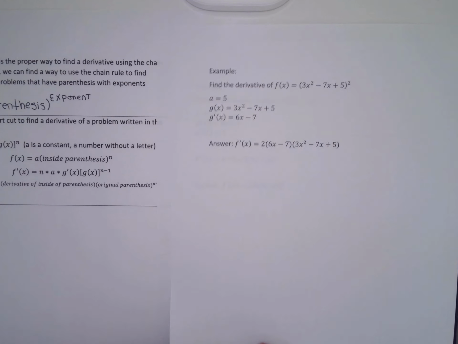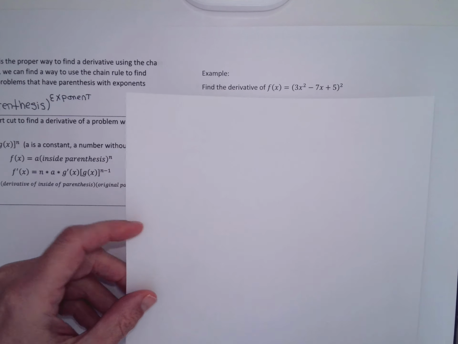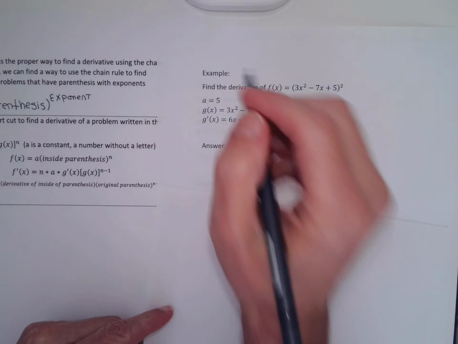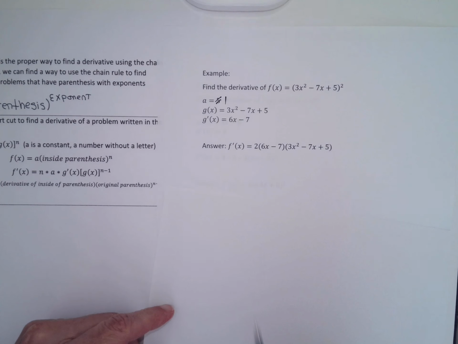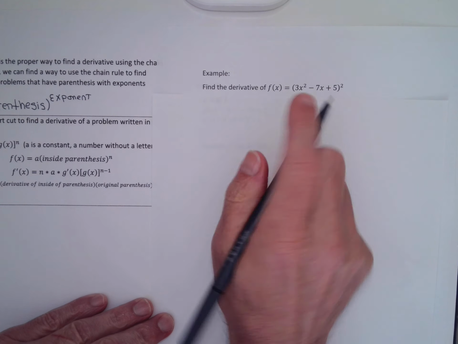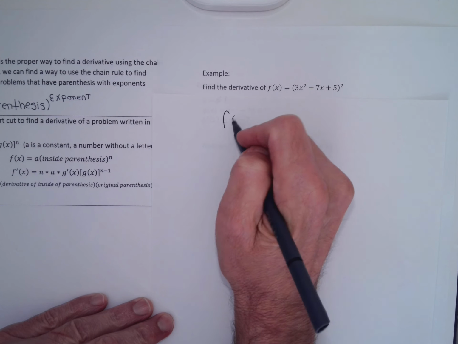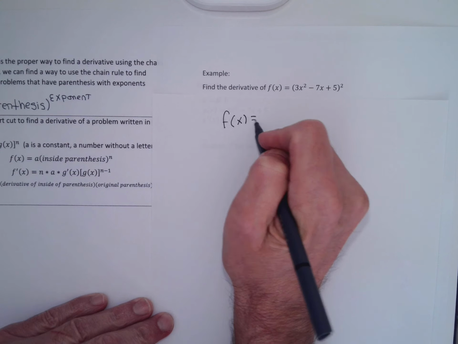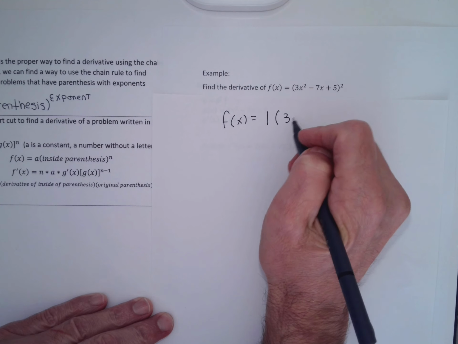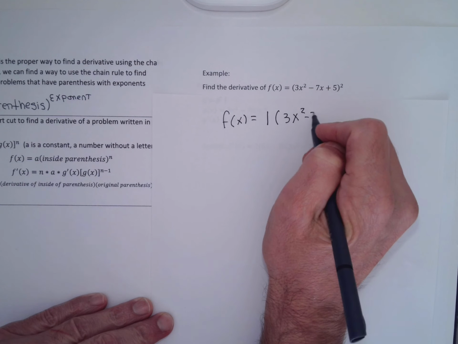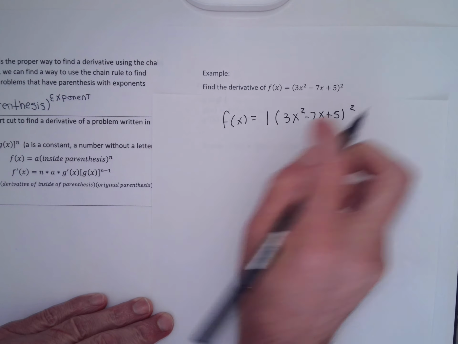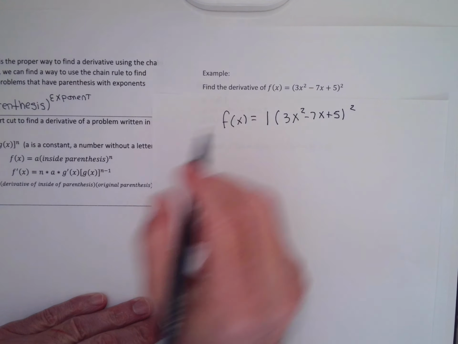and use the chain rule to find this derivative. So in this particular case, there's no number there. I don't know what's going on there. Let's do the chain rule. So the chain rule says if I have a problem written in the form of a coefficient that doesn't have a variable times a parentheses with an exponent, and that's exactly what I have here, but the coefficient was an implied 1. How do I find the derivative?